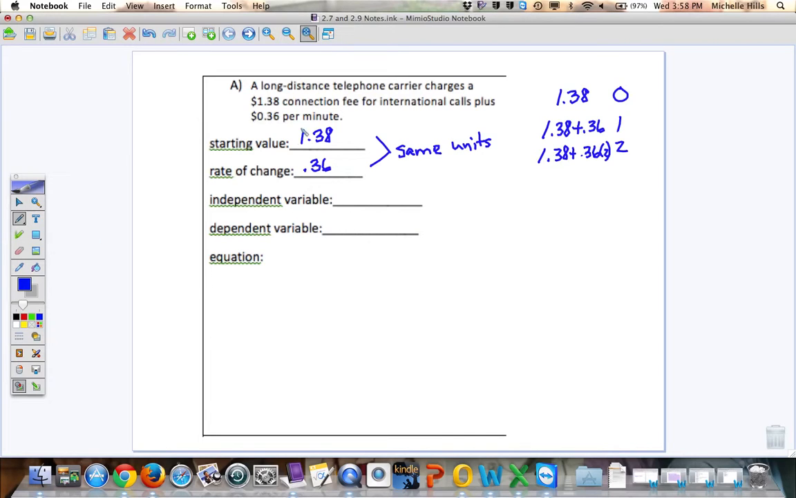My independent variable, I want to look in here, and generally I'm looking for the word per or each, and almost all of the time, not quite, but almost, the word that follows that is a clue to my independent variable. Now, my independent variable is not per minute or each minute, it's the number of minutes. And if I think about this, the longer that I talk, the other thing that changes, the more this call is going to cost me. So my dependent variable is the total cost of the call.